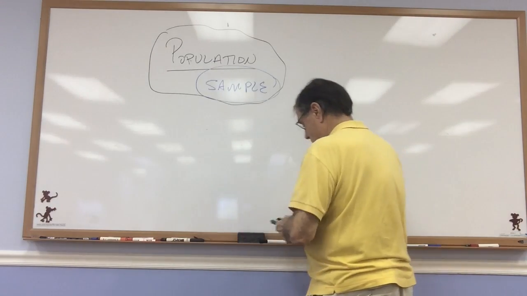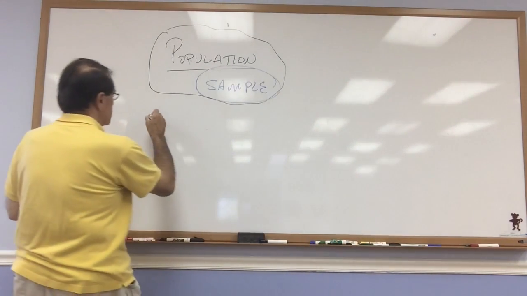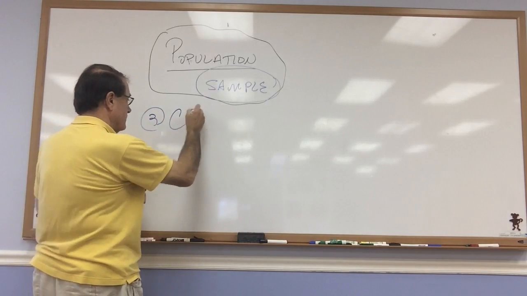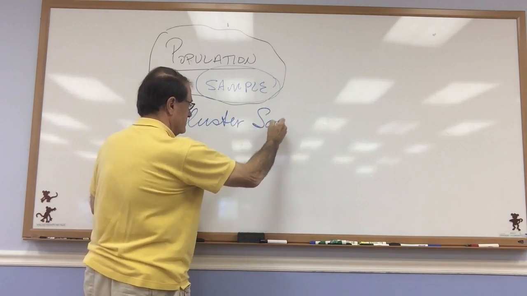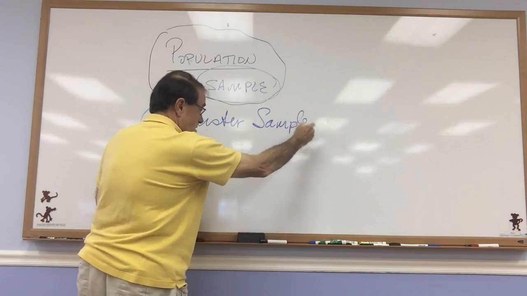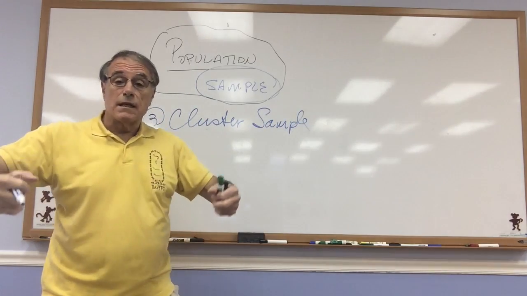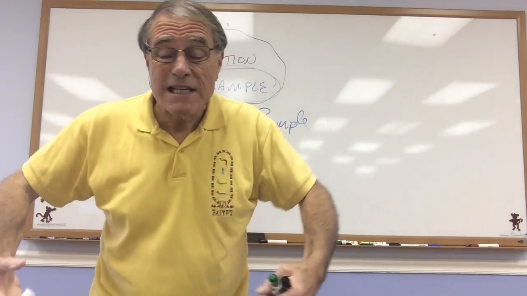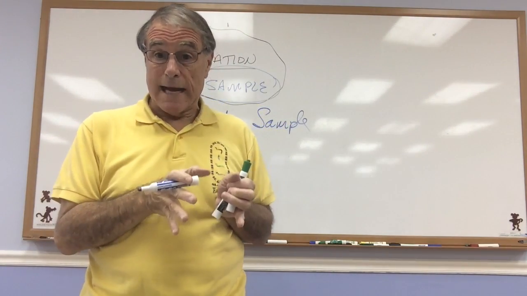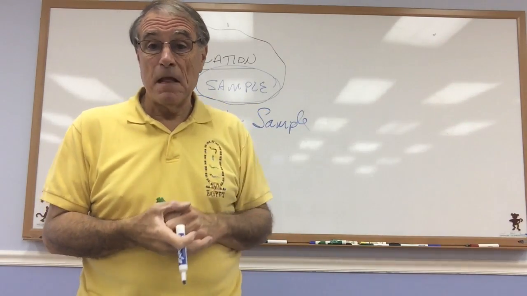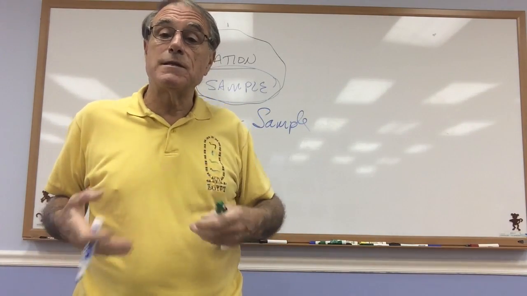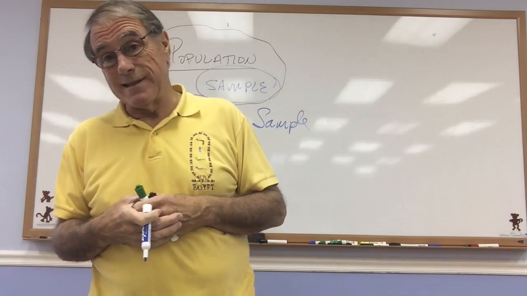Cluster sample. Choice 3, cluster sample. So again, we would randomly select all of the classes we want to use. We'd randomly select the sections using section numbers and the simple random method, and then survey all of the students in each of those sections selected.